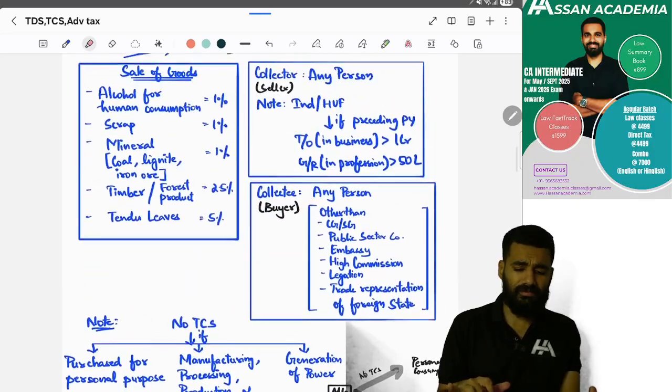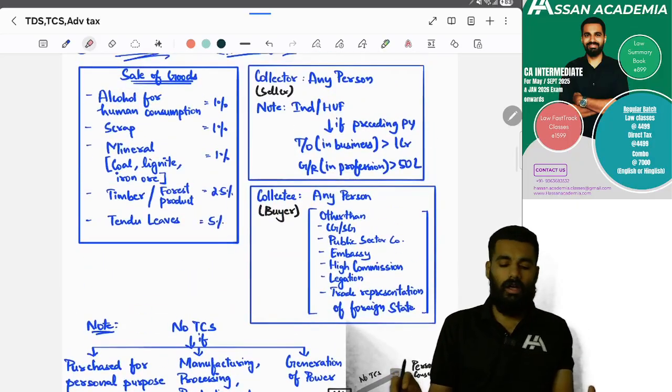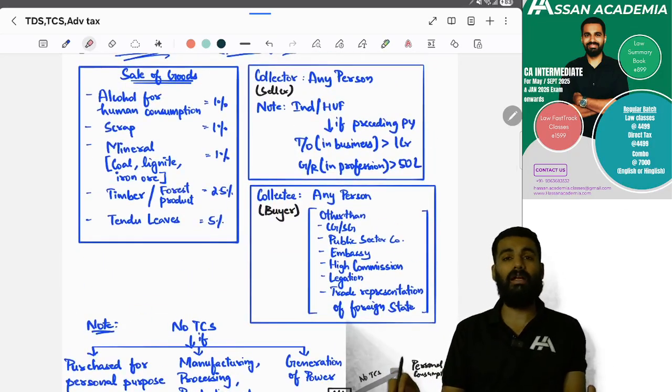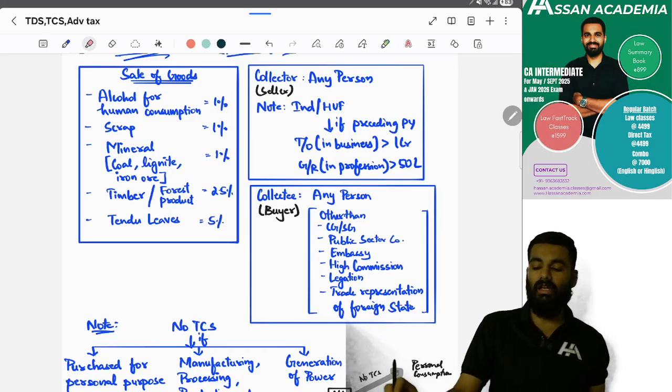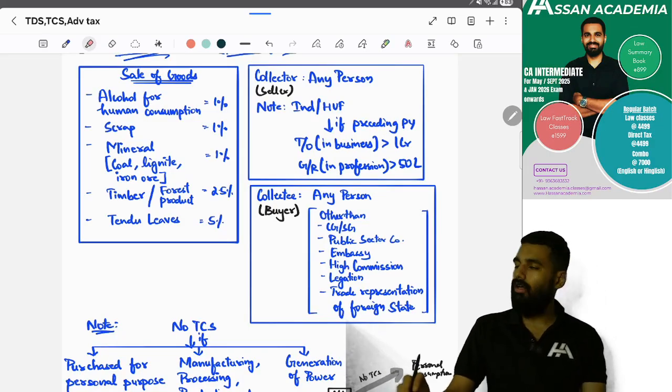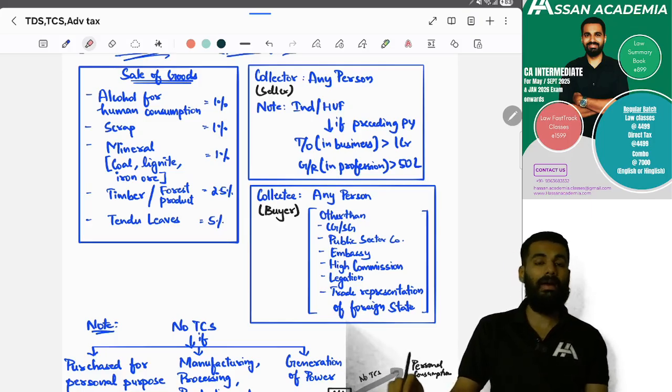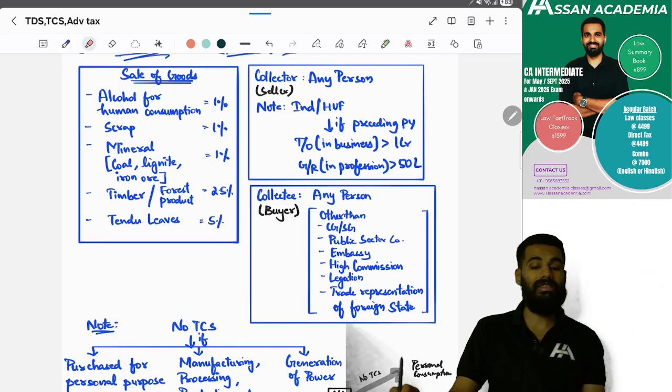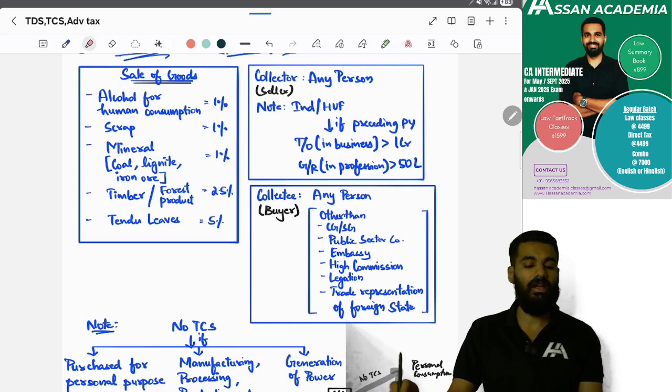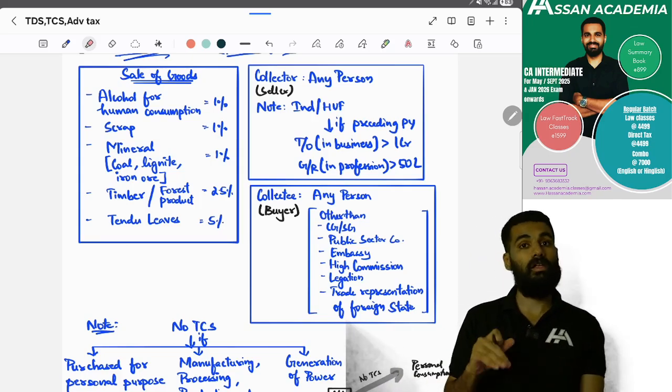Yes, yes. But if the buyer is the central government, state government, public sector company, embassy, high commission, legation, or trade representation of a foreign state, no TCS will be collected. Now, for alcohol, scrap, and minerals, 1% TCS, timber or forest product 2.5%, and tendu leaves 5%. Yes or no?